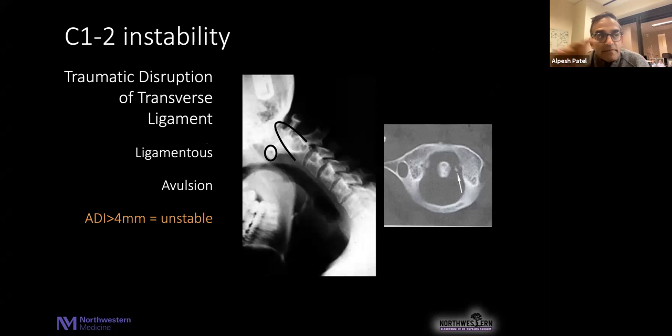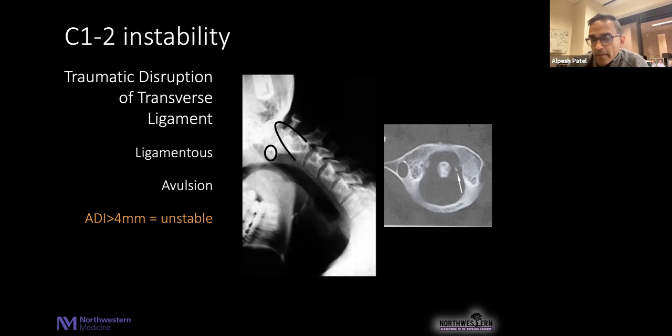This, I think, dovetails into a discussion around C1, C2 instability. I have seen this only one time as a traumatic disruption of the transverse ligament without a bony component. I've only seen this once, but I'm sure it can happen, where you get injury resulting in C1, C2 instability because the transverse ligament is torn, but there's no appreciable fracture itself. And the numbers we go with there is somewhere around 4 millimeters or 5 millimeters being considered unstable.